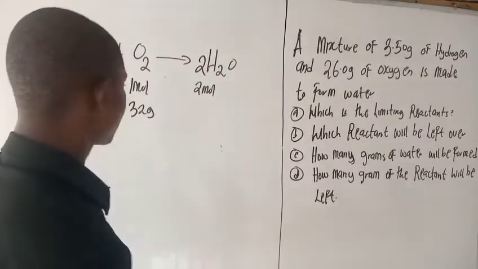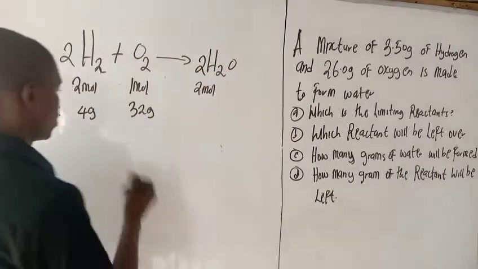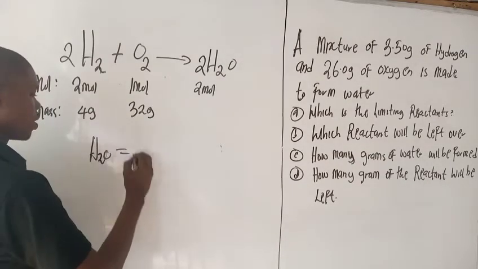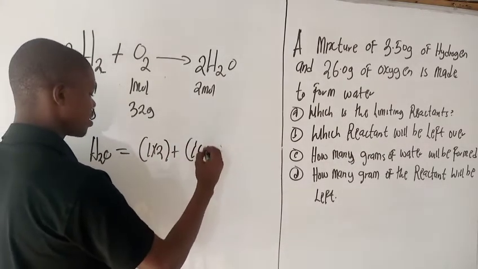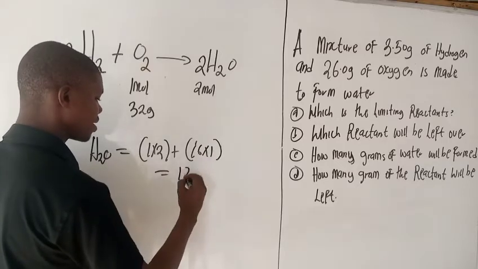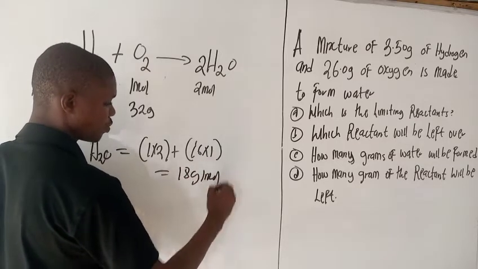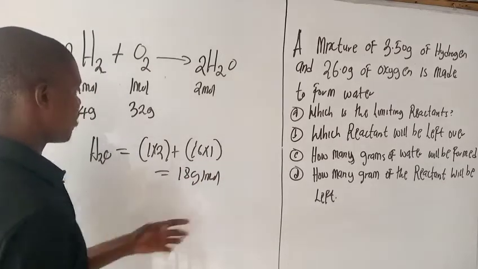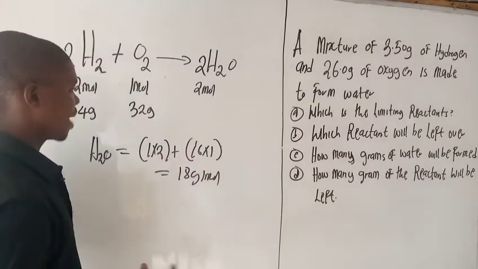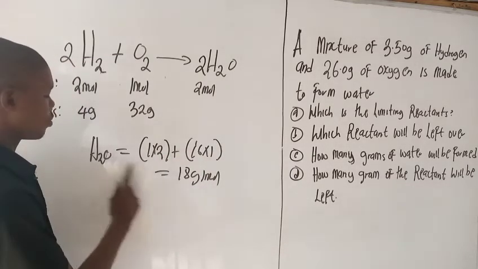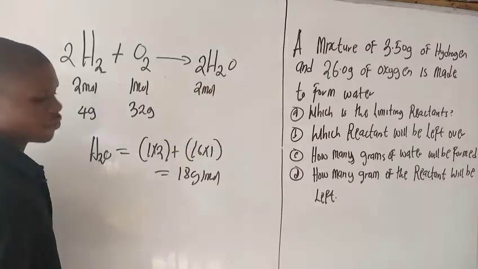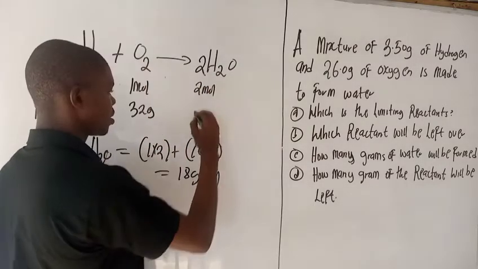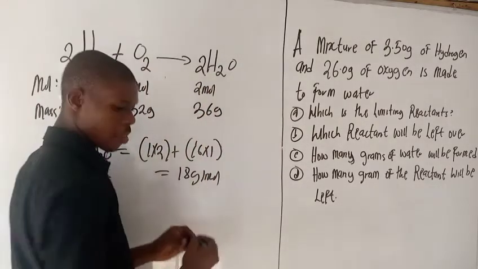So the next is water, H2O. Here we have 1 times 2 plus 16 times 1, which gives 18 gram per mole. It means that for every 1 mole of water, here I have 18 gram. How many moles do we have here? We have 2. So 2 times 18, 36 gram.